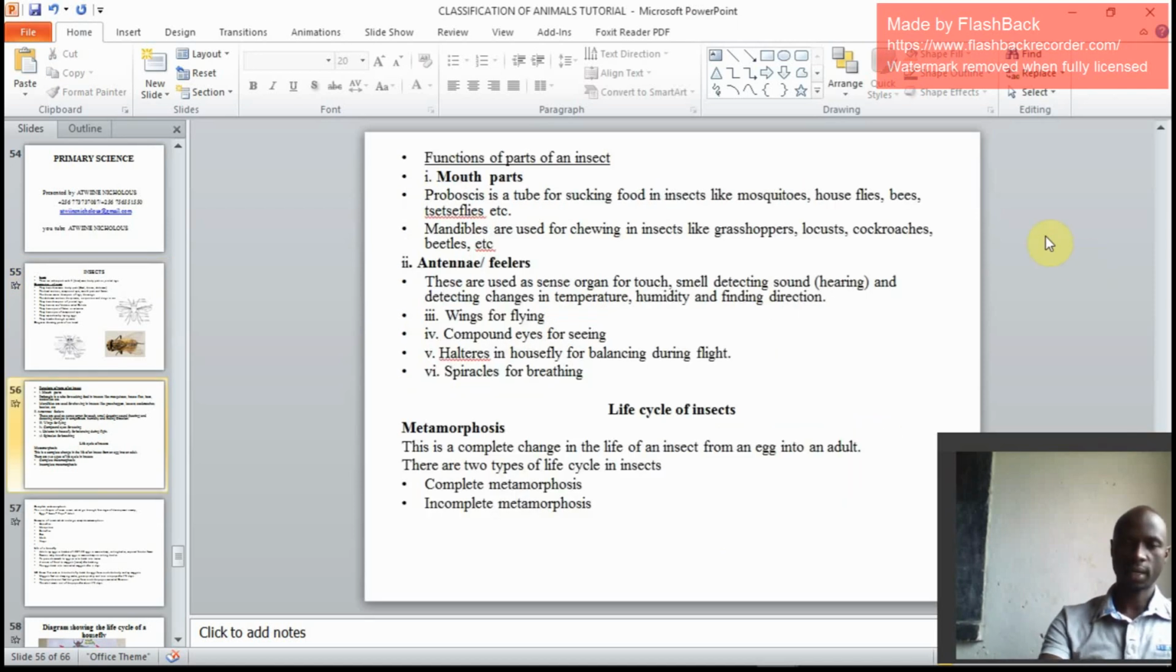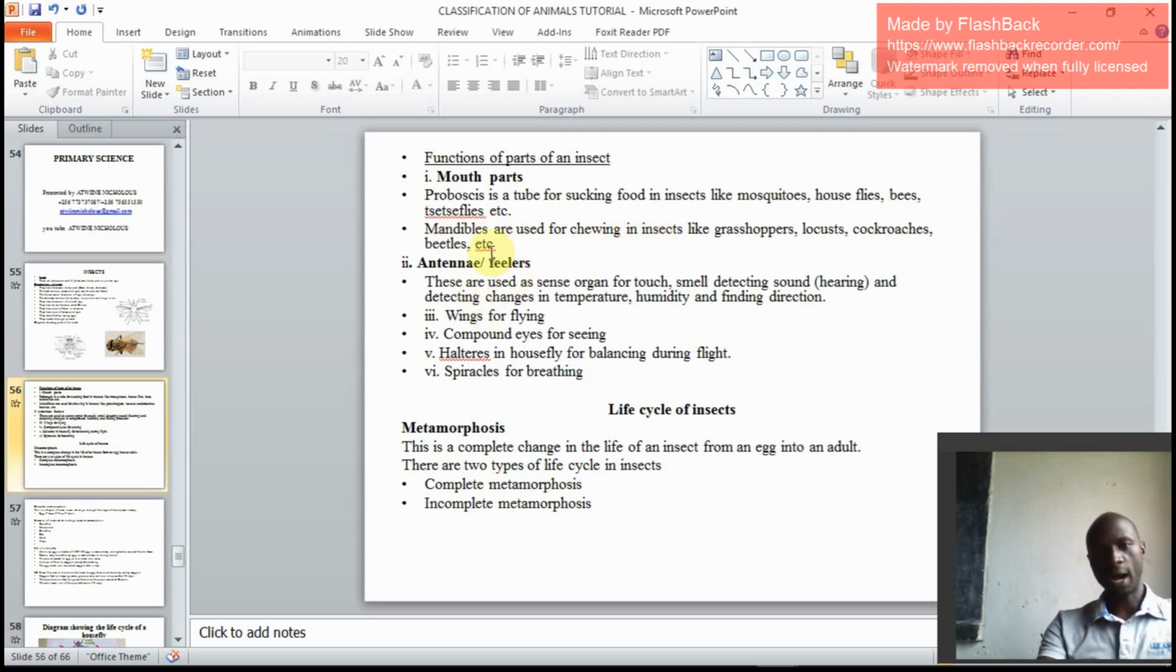Those are characteristics. We have functions, and we start with mouth parts. Proboscis, take note of the spelling, is a tube for sucking food in insects like mosquitoes, houseflies, bees, sassaflies. So make sure you know the role of proboscis. This is the part that helps in sucking food, particularly blood, if we are dealing with sassaflies. We have another mouth part we call mandibles. They are used for chewing in insects like grasshoppers, locusts, cockroaches, beetles. They use mandibles to chew food.